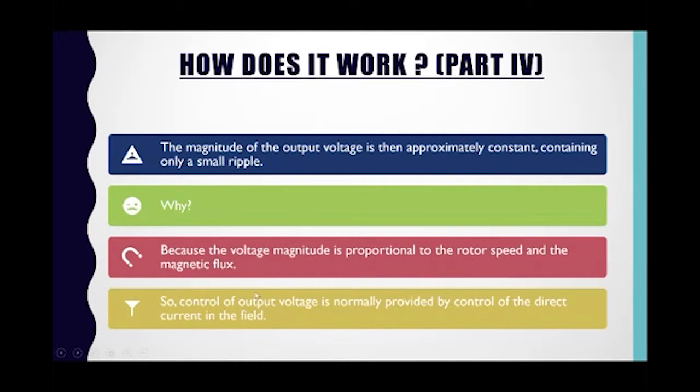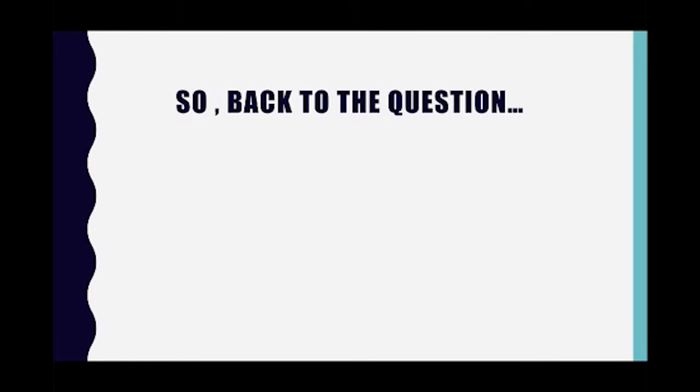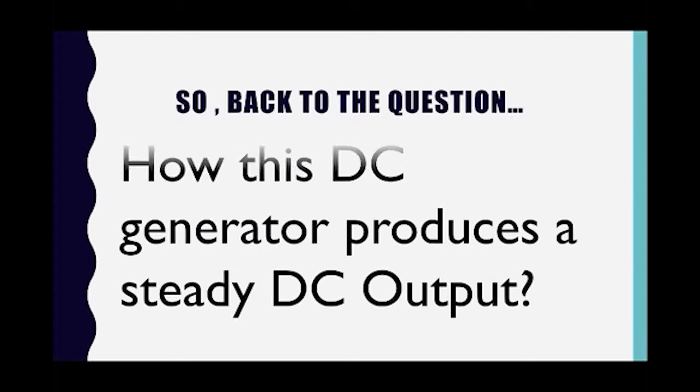Alright. So at the end, the control of the output voltage is provided by control of the direct current in the field. Alright. So now I'm going back to the question: how does this DC generator produce a steady DC output? Okay, let's look into it.